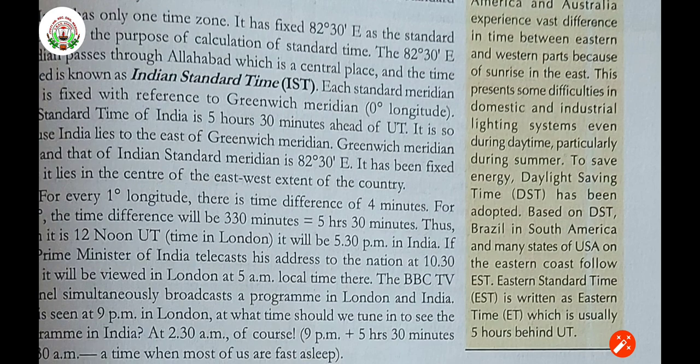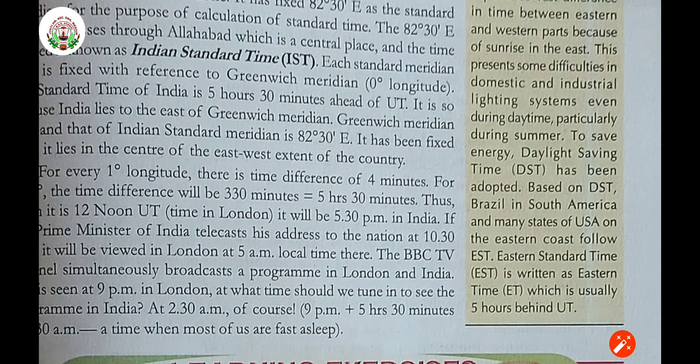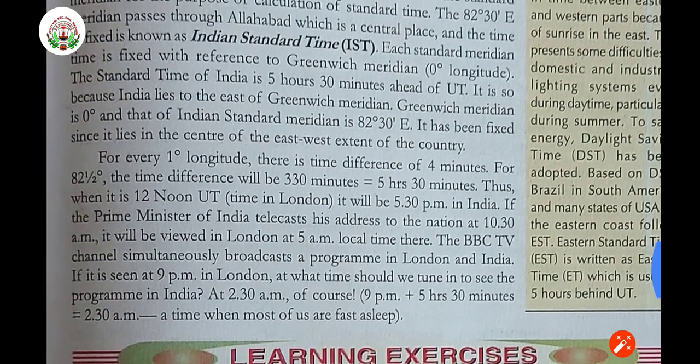Based on DST, Brazil in South America and many states of USA on the eastern coast follow EST, that is Eastern Standard Time, written as Eastern Time, ET, which is usually 5 hours behind UT. We are ahead and it is 5 hours behind, right? So this is your time zone.